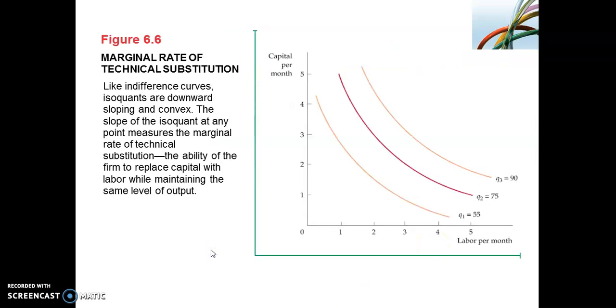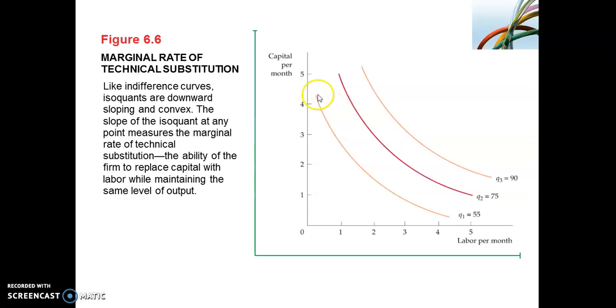Figure 6.6 demonstrates the marginal rate of technical substitution. Now you can see that we've got our vertical axis labeled as capital per month, and our horizontal axis is still labor per month. And we have three isoquants, each with different output. Q1 has an output of 55, Q2 has an output of 75, and Q3 has an output of 90. And you can see as these isoquants move further away from the origin, the output for each isoquant is more.